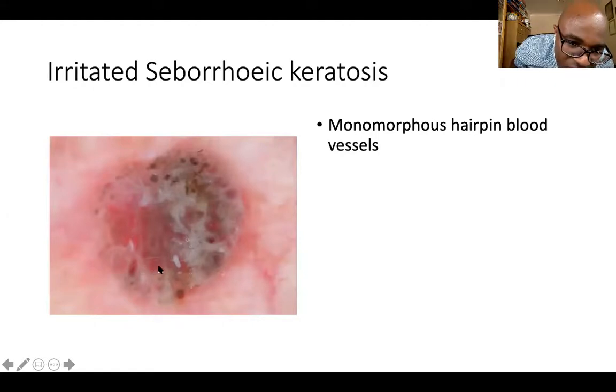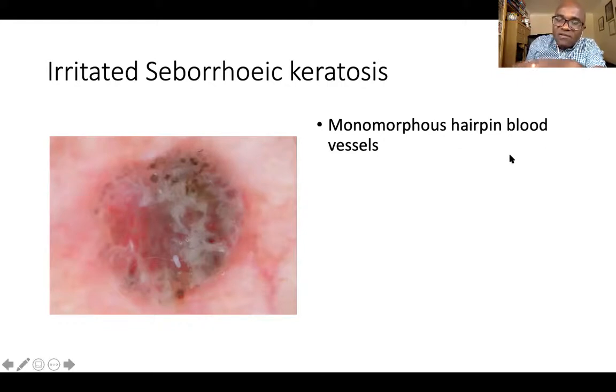These are hairpin blood vessels, but it's not just seborrheic keratosis that you see these hairpin blood vessels in. These are seen in keratinizing tumors. So you can see them in seborrheic keratosis, you can see them in warts, you can see them in SCCs, you can see them in keratoacanthomas. Therefore, they are not just features of seborrheic keratosis. That's why there are added features that help you with your dermoscopy when it comes to blood vessels.